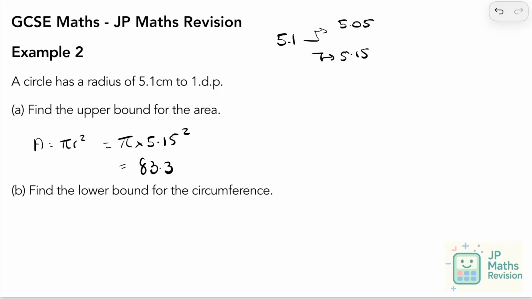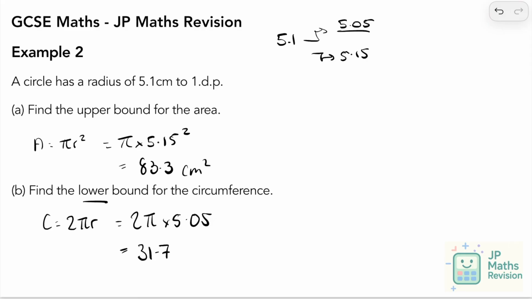So now we want to find the lower bound for the circumference. So the circumference is given by 2 pi r. So if I want the lower bound, I'm going to use the lower bound for the radius. So it's going to be 2 pi times 5.05, and that's going to be 31.7. So the area is given in squared centimetres, and the lower bound for the circumference is 31.7 centimetres.